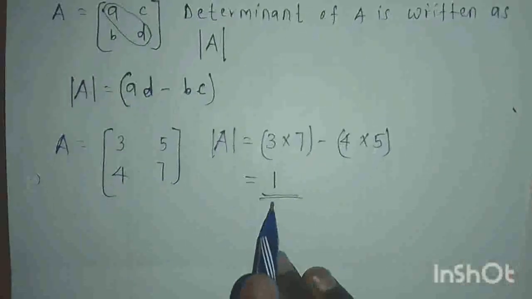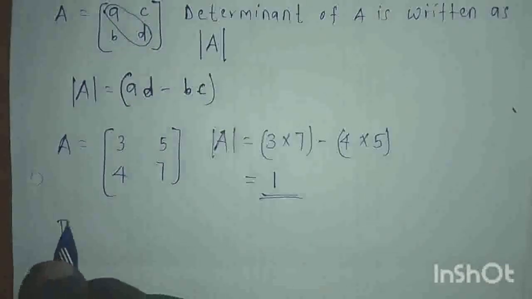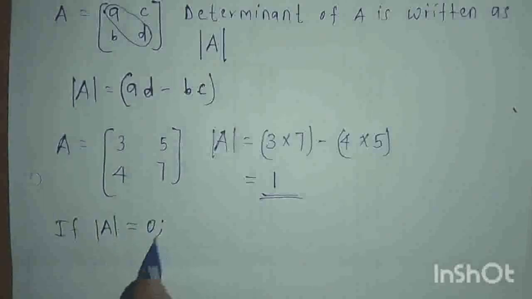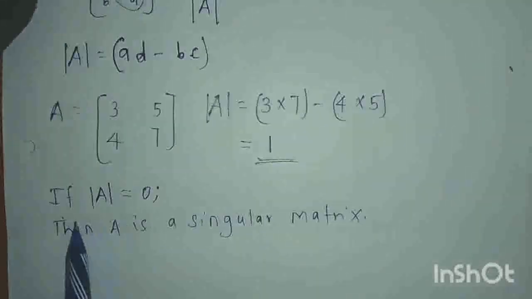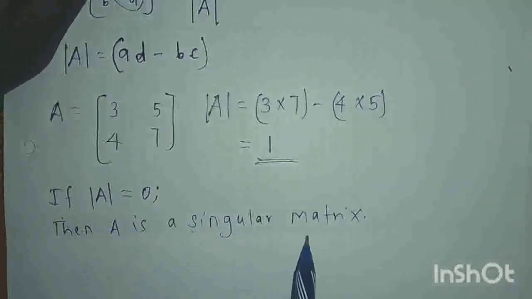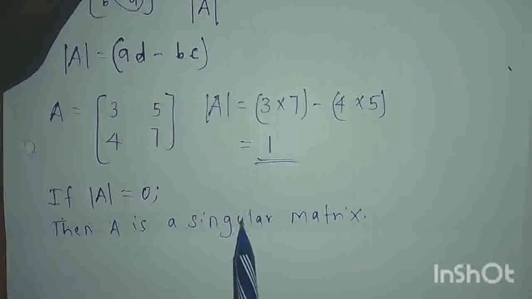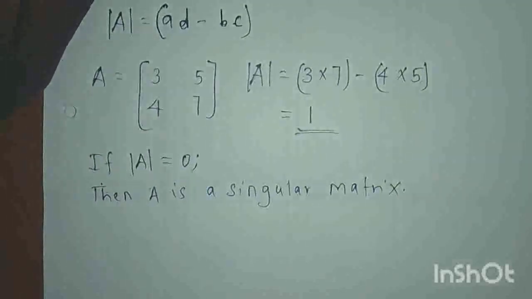So before we proceed further, if our determinant is 0, then A will be a singular matrix. So therefore a singular matrix is a matrix whose determinant is 0. Well, let us now look at a 3 by 3 matrix.